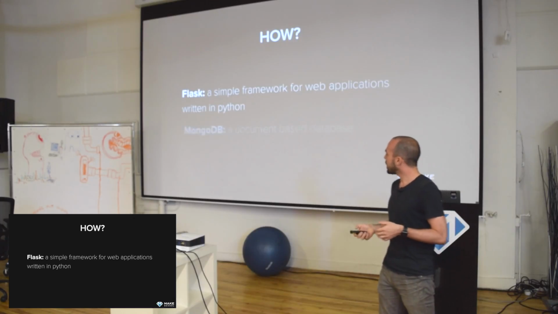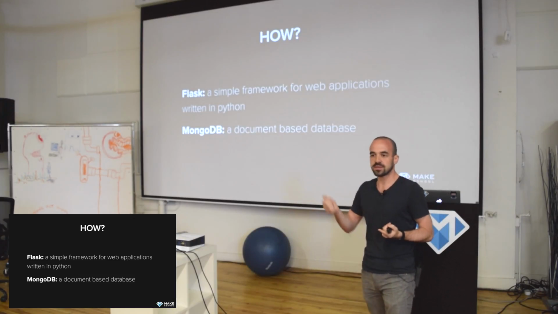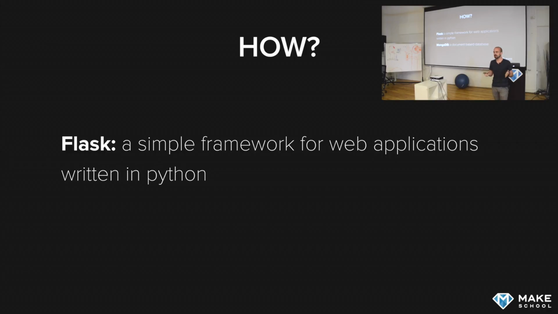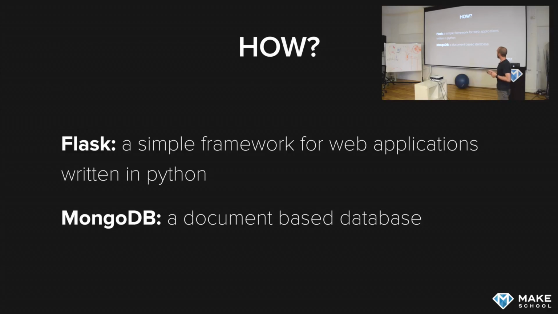So how are we going to implement it? We're going to use two technologies. One is Flask. Flask is basically a simple framework written in Python that adds some functionality to Python that allows you to deal with HTTP requests, HTTP responses, JSON parsing, and so on. And as database, we're going to use MongoDB, which is a document-based database.